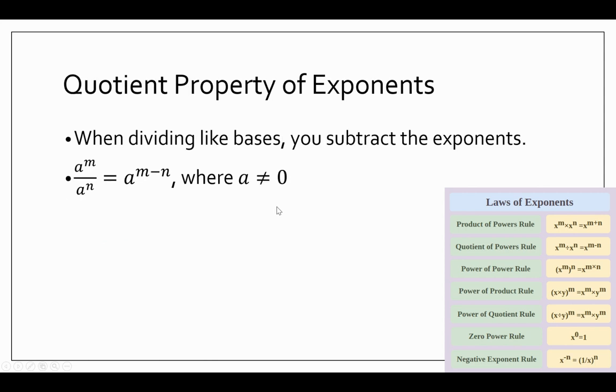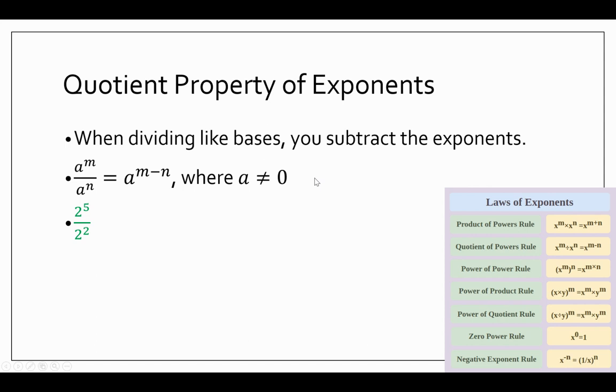Quotient property of exponents. The quotient property is similar in idea: when you are dividing like bases, you subtract the exponents. So if I have a to the m divided by a to the n, that's the same as a to the power of m minus n, but a has to not be equal to 0, obviously, or else this won't work.